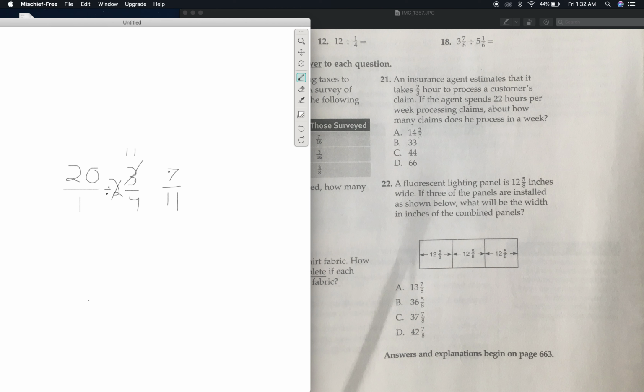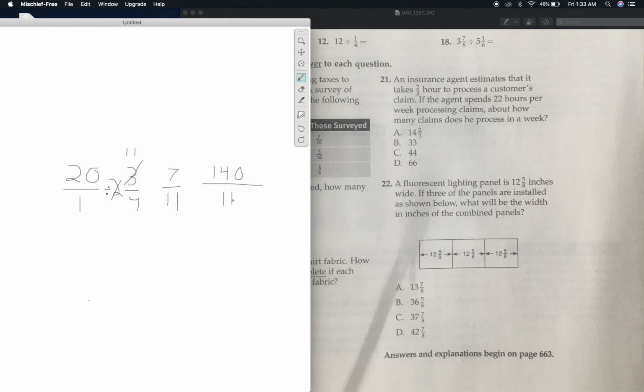Well, we know 5 times 20 is 100, so you do the math. 2 more 20s would be 40, which would be 140. So let's do this 140 here. And 1 times 11 is 11.